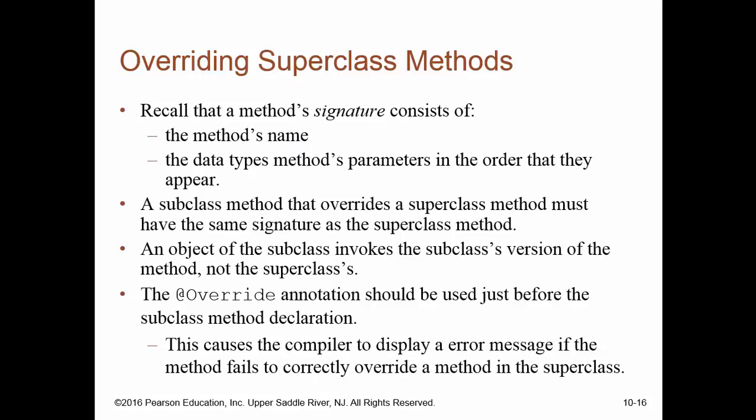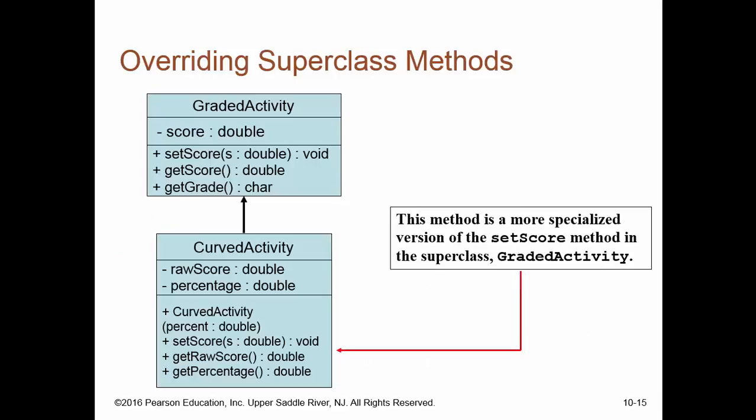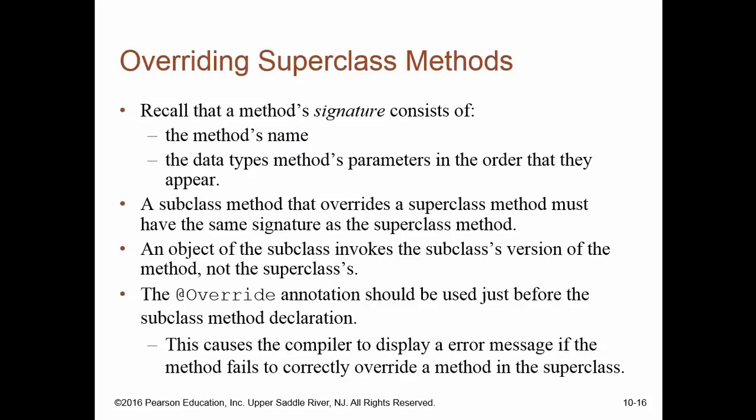A little bit of review here, as the author says. A method signature consists of the method's name and the parameters. So it's both the name and what's inside of the parentheses, not so much the return type. So the name must be the same. Basically, when you are overriding, everything that's here must be exactly the same here. So a subclass method that overrides the superclass method must have the same signature.